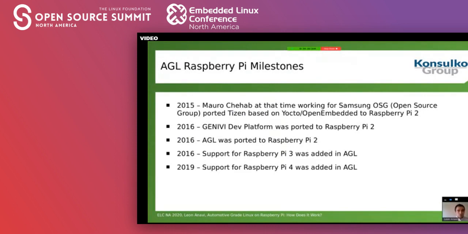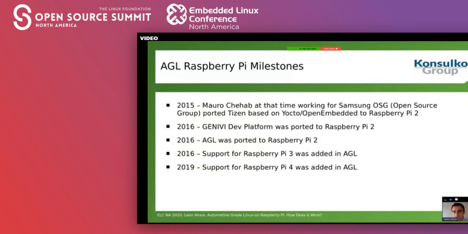Over time, we also supported Raspberry Pi 3, which support in AGL was added in 2016, pretty much at the same time as the release of the new Raspberry Pi version. And last year, we added support for Raspberry Pi 4, which was quite an exciting process. There were some challenges, which we'll mention at the end of this presentation. But today, we have both Raspberry Pi 3 and 4 working in the master of AGL, as well as in the latest stable release.